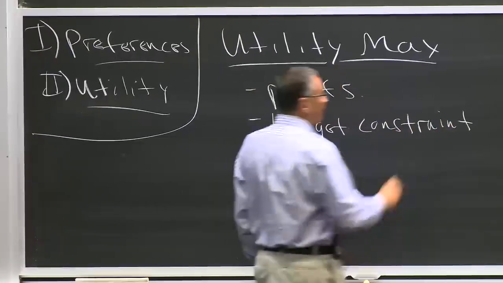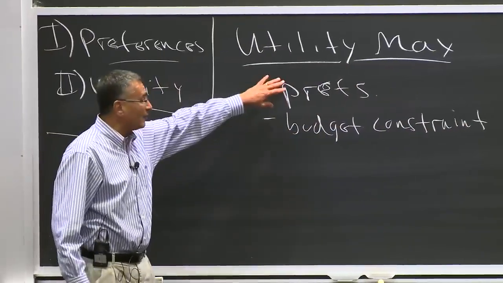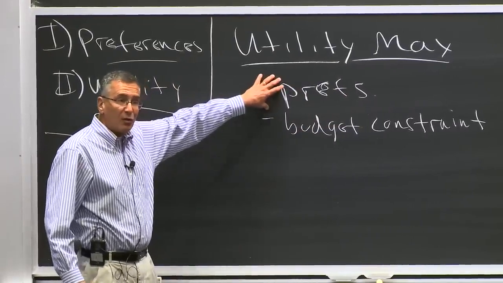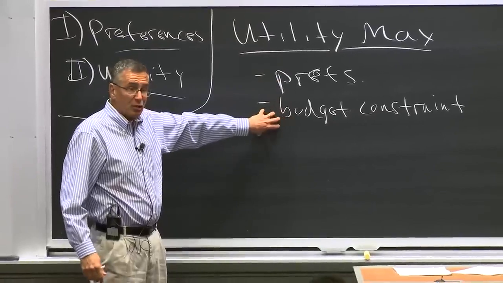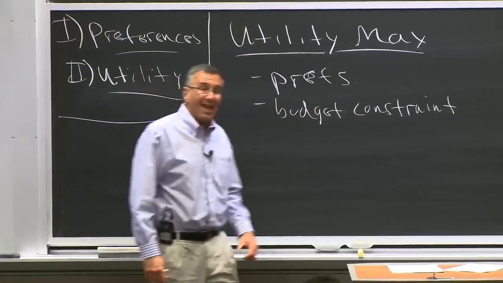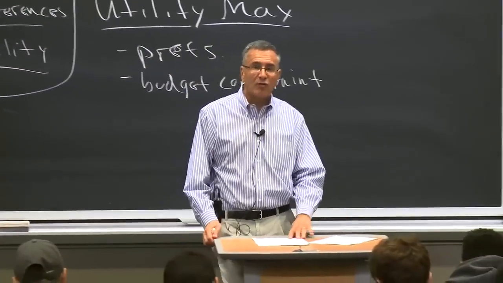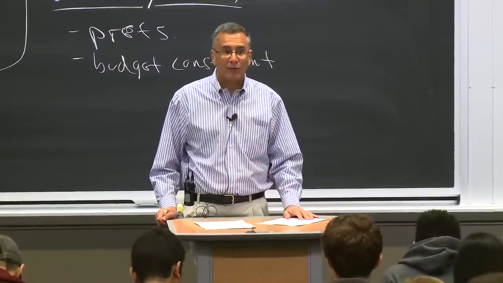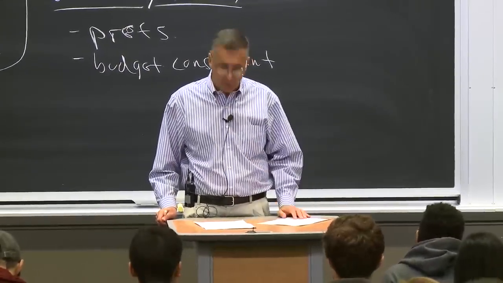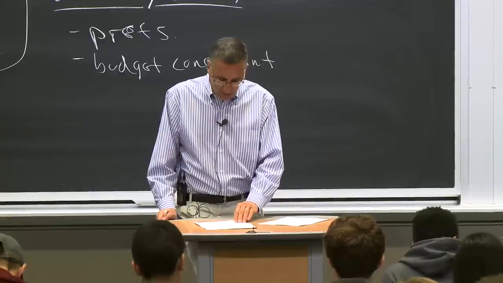And we're going to put these two things together. We're going to maximize people's happiness given their preferences subject to the budget constraint they face. And that's going to be the constrained maximization exercise that, through the magic of economics, is going to yield the demand curve. And it's going to yield a very sensible demand curve that you'll understand intuitively.